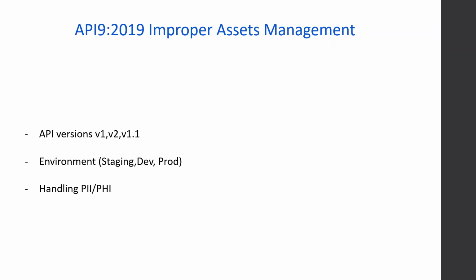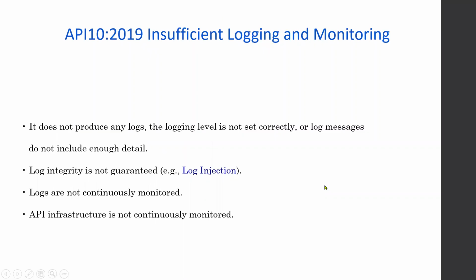That's like version, then the environment: staging, development, production. You have to take care of these assets. Then you also have to handle PII and PHI, personally identifiable information and personal health information of the people whose data you are storing. So there are certain compliances also that you have to follow around these classifications of data. So you have to do your asset management properly in APIs.